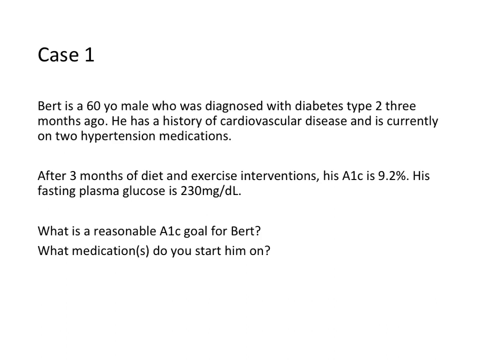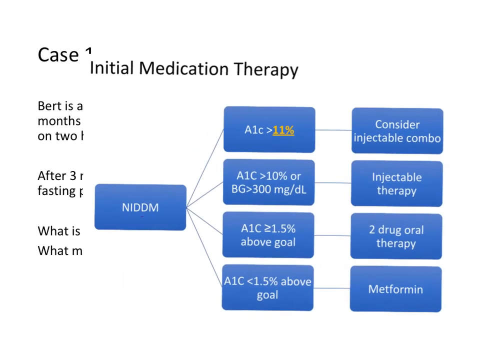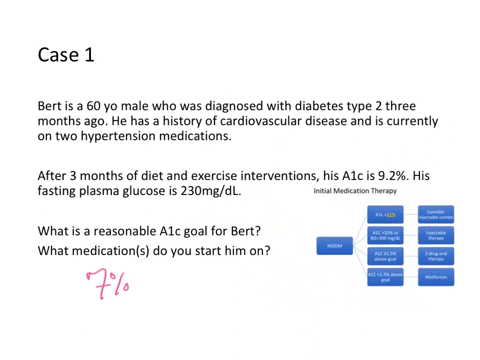So here are my thoughts on Bert. He's 60. He is relatively new in treating his diabetes. However, he does have some comorbidities with the cardiovascular disease. So in this patient, I think a reasonable A1C goal for Bert is 7%. And if we look at the algorithm that we discussed at the beginning of this lecture, you can see the patient is more than 1.5% above his goal of 7%. So that would indicate that we start him on 2-drug oral therapy.